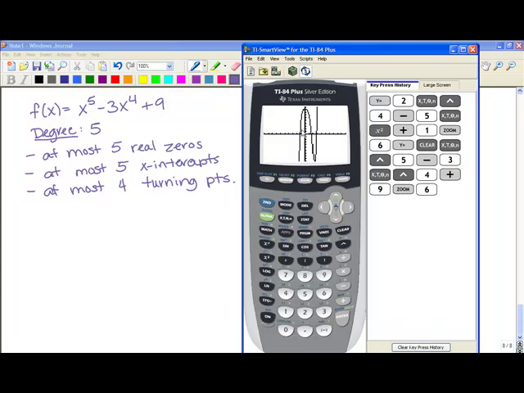And looking at the zeros or x-intercepts, we've got 1, 2, and 3. So we only have 3 real zeros or 3 x-intercepts. Again, the rules say we can have no more than 5.